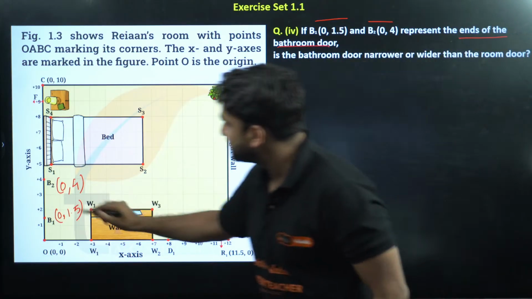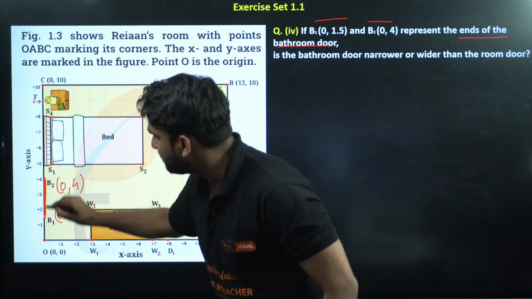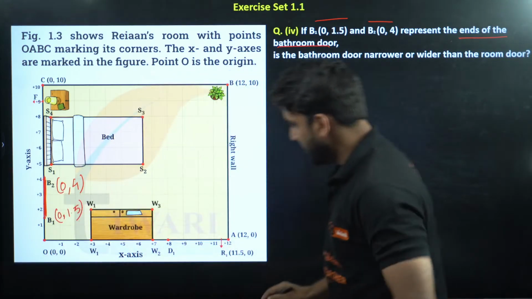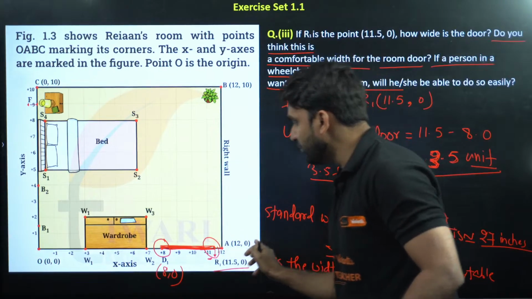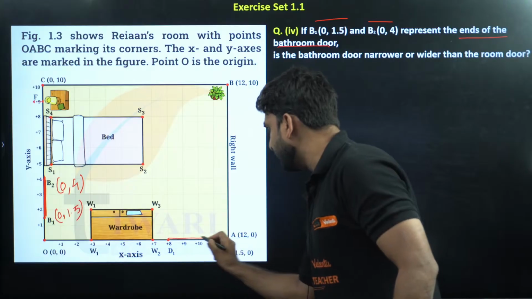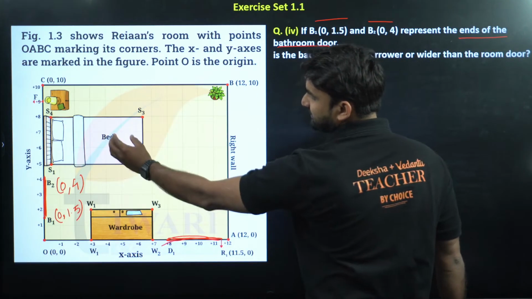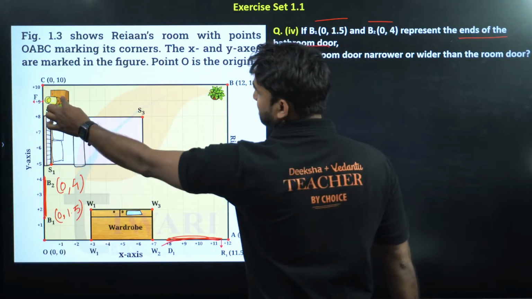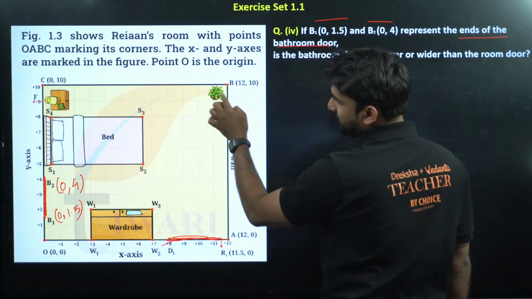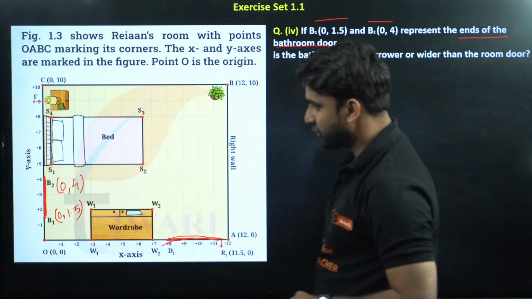So basically, this is the bathroom door. This is the bathroom door, B1 and B2. Here, this is the entrance of the room. After entering the room, here is the wardrobe, this is the bed, this is the lamp table, and there is a flower pot. This door is of the bathroom. To enter the bathroom, the washroom is there.